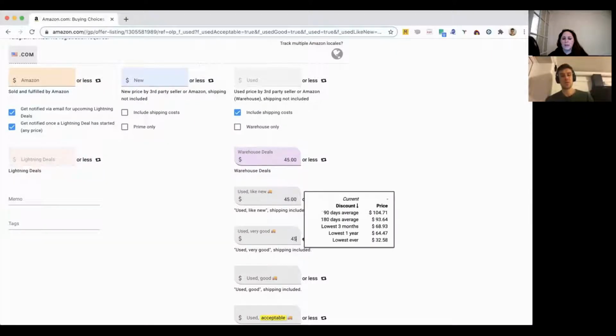What's warehouse deal? I've never seen that. What is warehouse deal? Sorry. So warehouse deals are FBA offers sold by the Amazon warehouse. So they would have been new, but someone at the Amazon warehouse maybe dropped the book, and then they've got to list it as like new or very good.